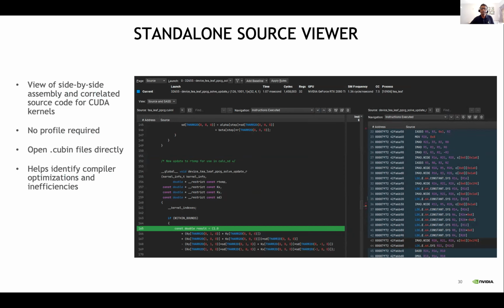For the source view, there were requests where people wanted to use it independent of the profiler. So you can now directly load and view your assembly and source just by opening the generated cubin file generated by the NVCC compiler. So that's just a convenience feature, and it was added based on the requests. Next slide, please.